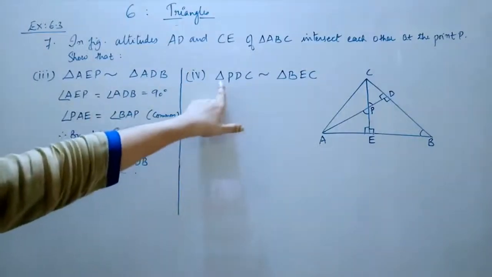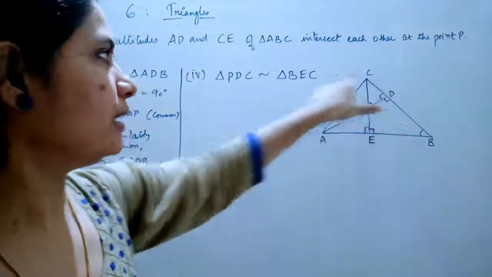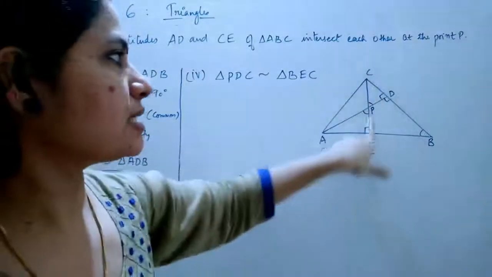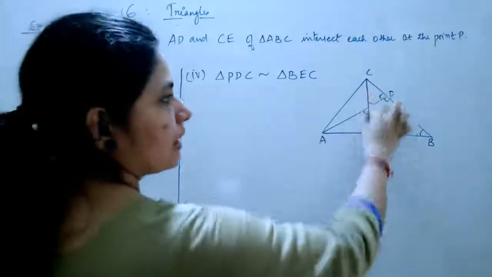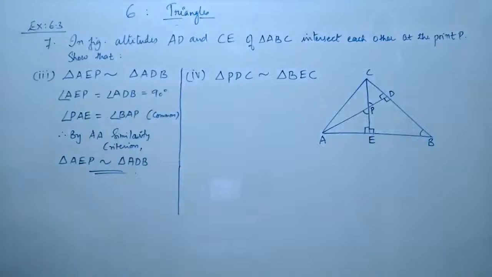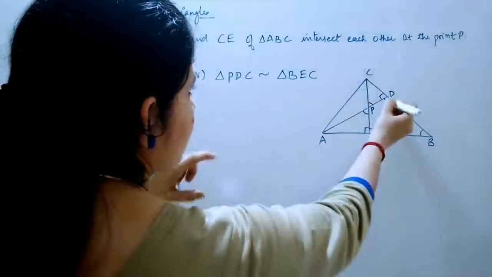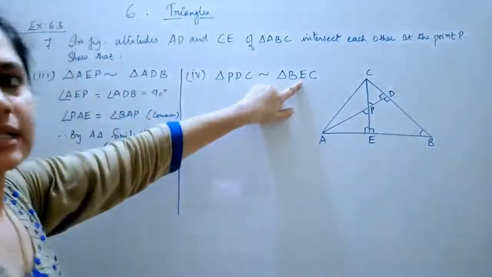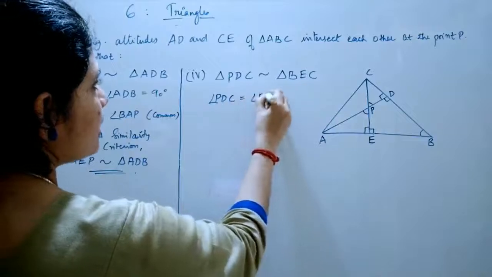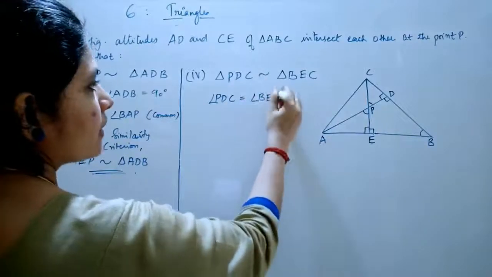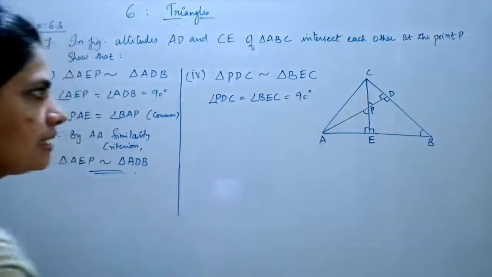Next subdivision is triangle PDC, the smaller one, and BEC, this bigger one. These two triangles, we need to show that the smaller and this bigger one, they are similar. For that again you can see that at the point D and at the point E you have 90s. So you can write angle PDC is equal to angle BEC in the same order which they have given. That is, at D and at E you have 90 degrees.